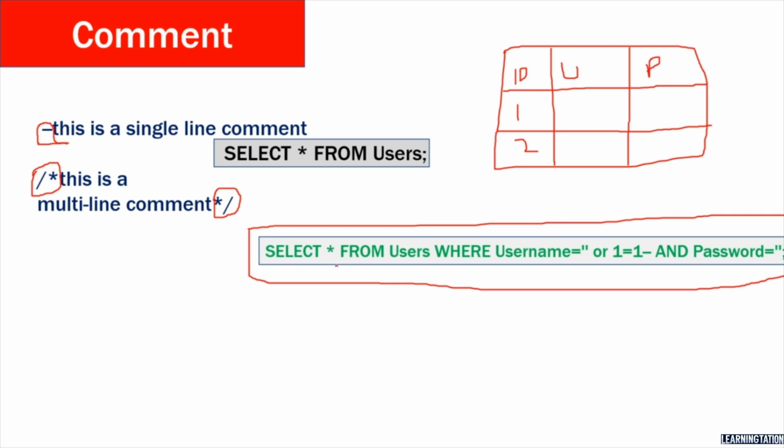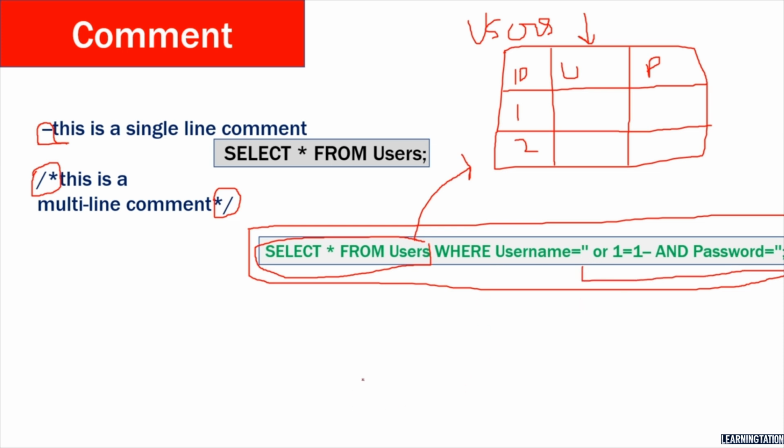Select all from users means that it is selecting this table. This table name is users. Where username, that means the pointer is pointing to username, equal to double quotes or 1 is equal to 1 and this. Now what does it mean? Let's understand from here what this simply means.